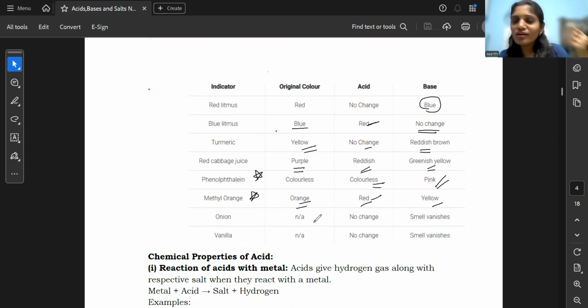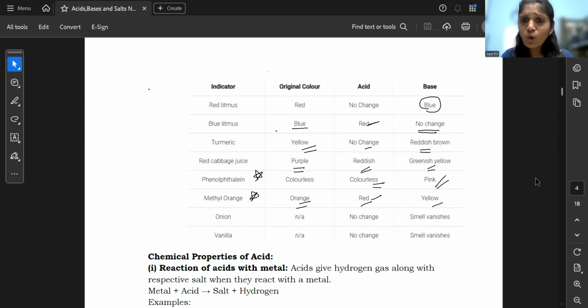Okay, onion, original color, so we are not bothered here. But what happens if you put acid on onion? It will still smell like onion. But if you put a base on onion, the smell vanishes. The same with vanilla extract. If you put an acid into the vanilla extract, it will still smell like vanilla. But if you put a base onto it, the smell will vanish. Okay, this is all about the types of indicators you have to learn.